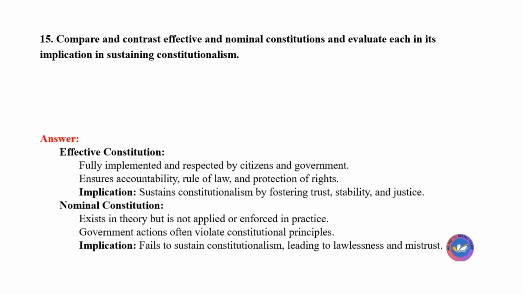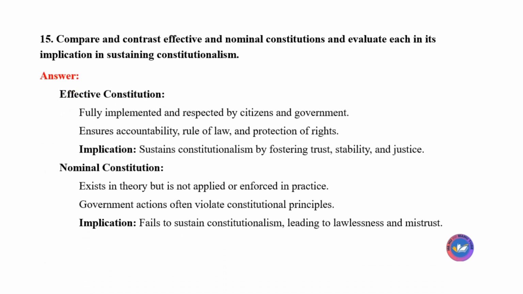The answer includes: an effective constitution, fully implemented and respected by citizens and government, ensures accountability, rule of law and protection of rights, and its implication is that it sustains constitutionalism by fostering trust, stability and justice. A nominal constitution exists in theory but is not applied or enforced in practice. Government actions often violate constitutional principles. Its implication is that it fails to sustain constitutionalism, leading to lawlessness and mistrust.